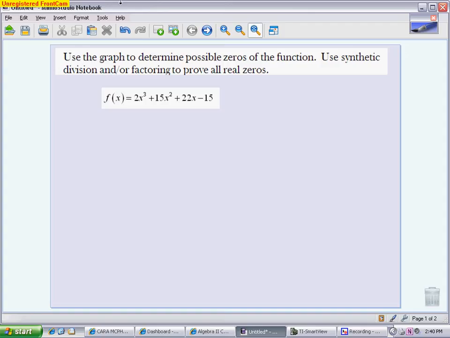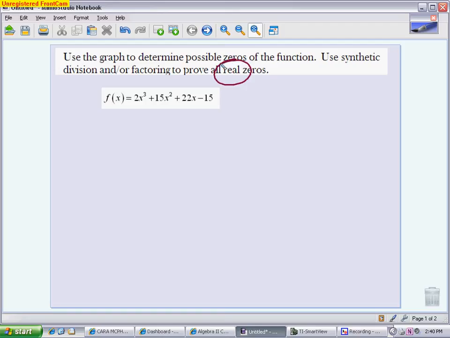So I have two problems that I'm going to go through with you, and I include what you're going to see on your calculator to help you as well. So the directions here want you to use the graph to determine your possible zeros, and then we're going to use synthetic division and or factoring. You definitely could do both to prove any real zeros that occur. So when you notice real zeros, I do not need you to find any imaginary zeros. We'll talk about whether there are any, but you do not need to find where those are.